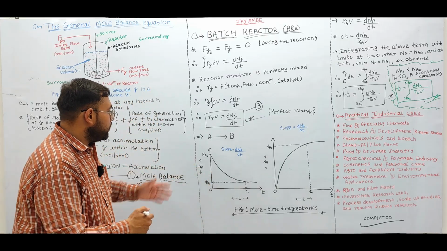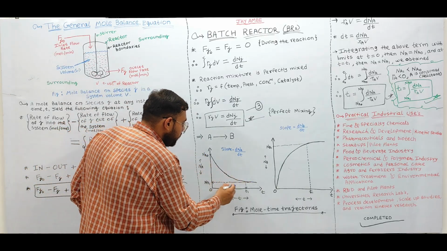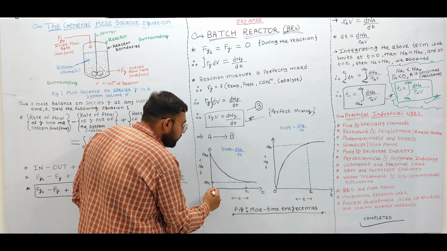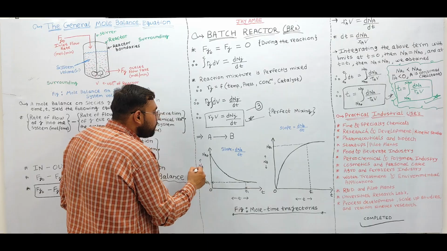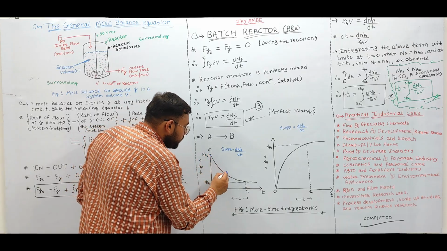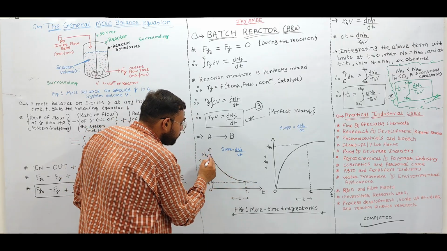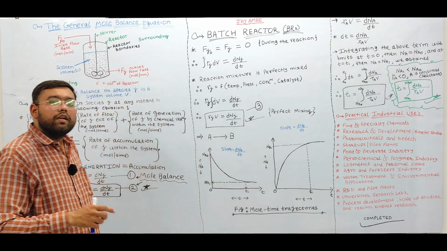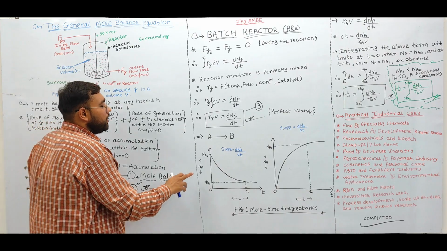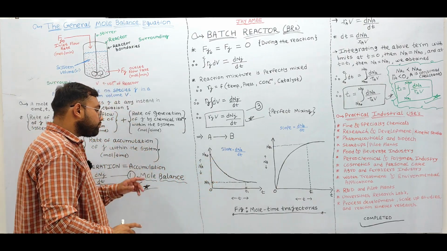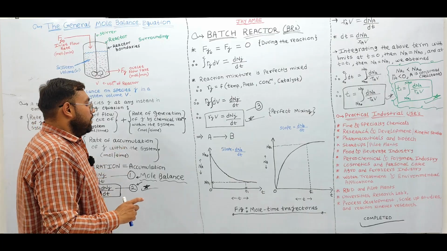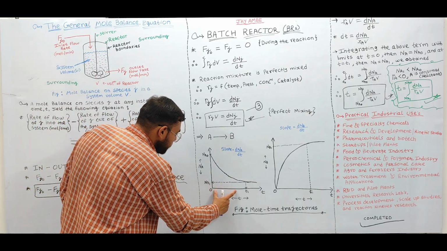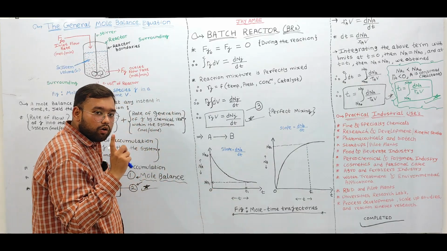So from the nature of the curve, we understand that with the progress of the reaction and time, the number of moles of reactants decreases. So this curve has a negative slope. Up to a certain time period, let's understand the nature of the curve.